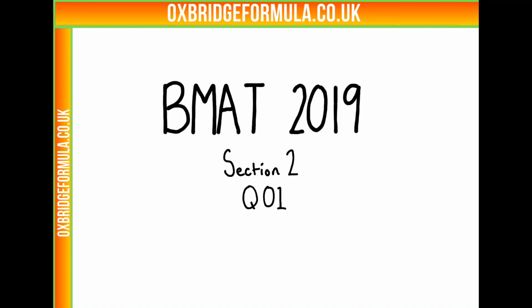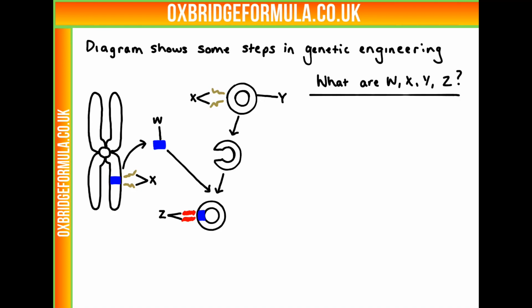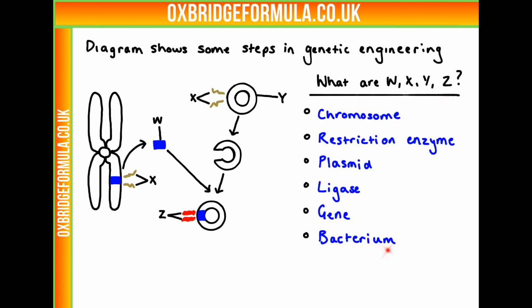In this video, we're looking at BMAT 2019, Section 2, Question 1. So, in this question, we have a lovely diagram showing some steps from genetic engineering, and we're asked to work out what each of the letters correspond to. And we're given a long list here of things we can match up to the letters.